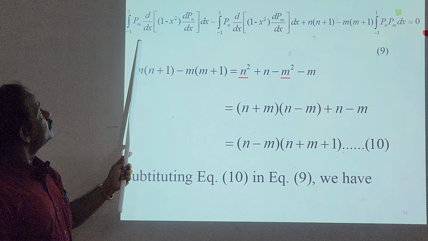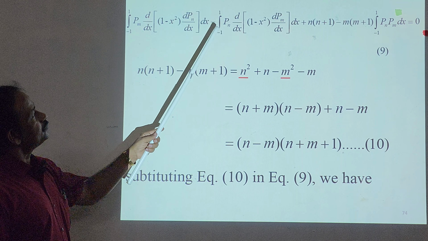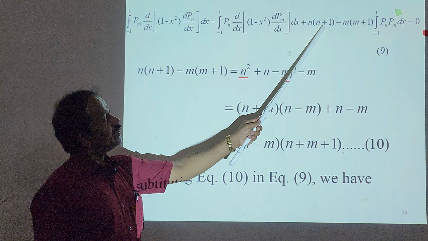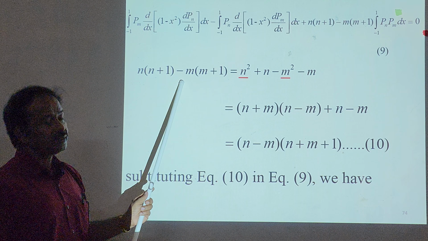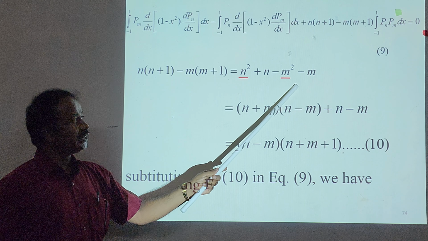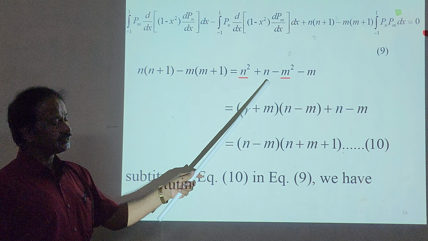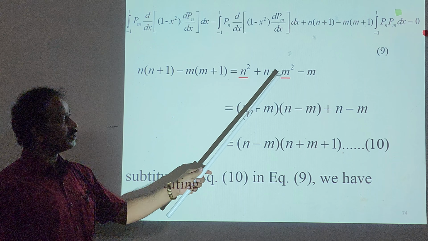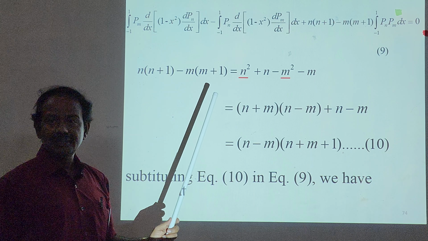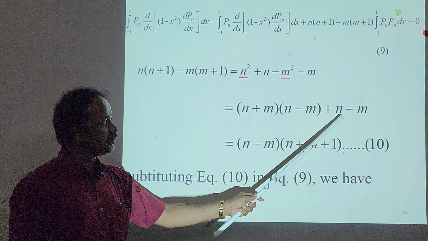Okay. And this term I have written exactly the same as it is. Now n into n plus 1 minus m into m plus 1 can be simplified as n squared plus n minus m squared minus m, correct? You multiply n into n, you will get this. Multiply m with m plus 1, you will get this. Now take n squared minus m squared, a squared minus b squared. So you have n plus m, n minus m, and the remaining term is n minus m.